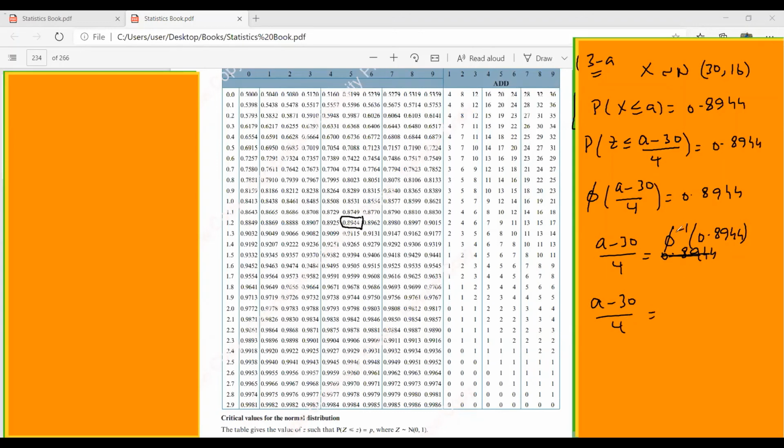You see, now we're finding the phi inverse. So you will see inside the table, do we have this 0.8944 or any value nearest to this, and then you see this is your 1.2 and this is your 0.05, 1.25. So A minus 30 is going to be 5, and A is going to be 35. Okay?